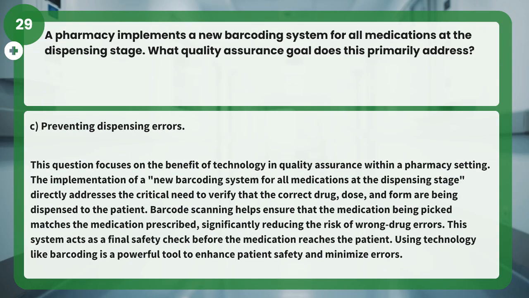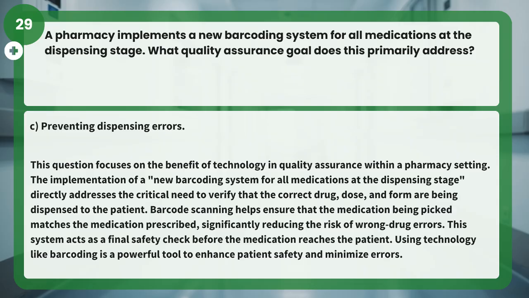Answer C. Preventing dispensing errors. This question focuses on the benefit of technology and quality assurance within a pharmacy setting. The implementation of a new barcoding system for all medications at the dispensing stage directly addresses the critical need to verify that the correct drug, dose, and form are being dispensed to the patient.